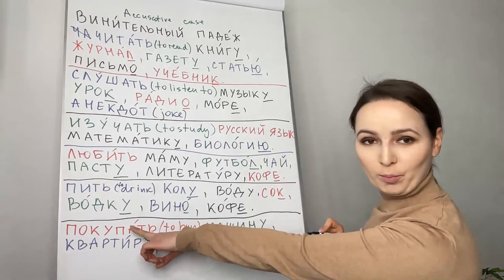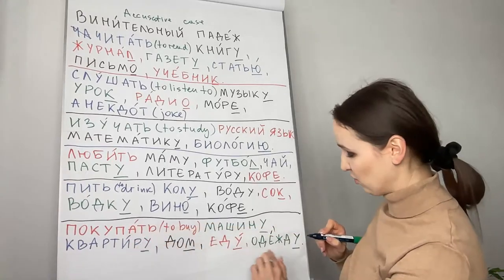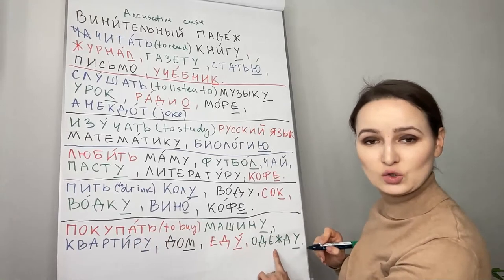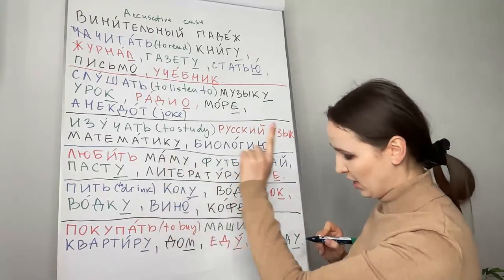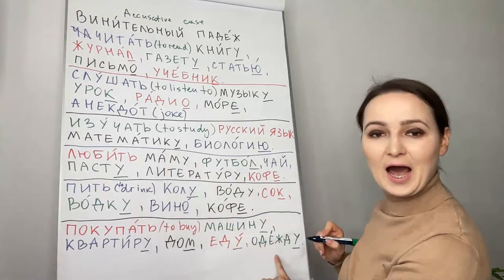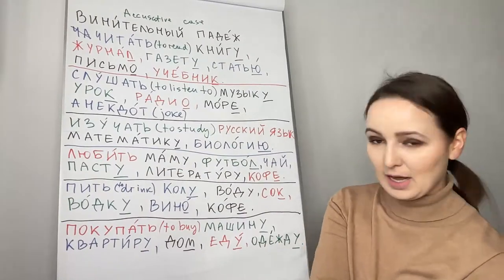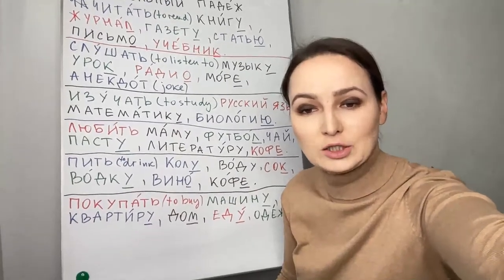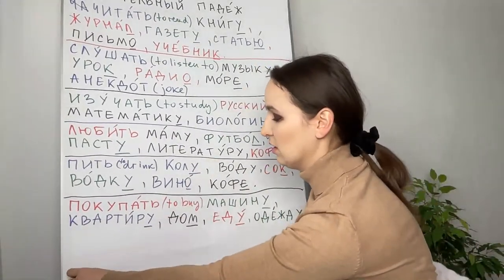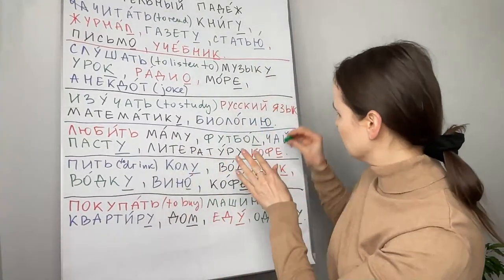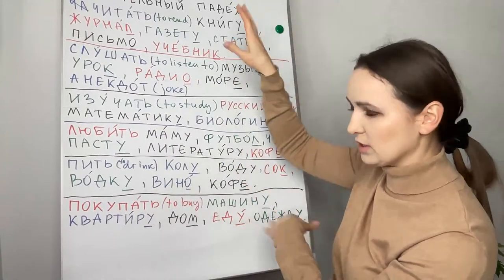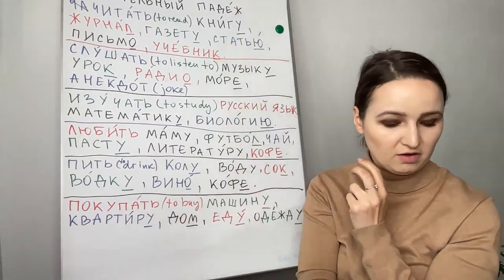This verb, покупать, the verb to buy, asks for the next noun to be in accusative case. So, to buy clothes, покупать одежду. Да? Хорошо. There are a lot of verbs, but today I gave you only these because I think they are very common.